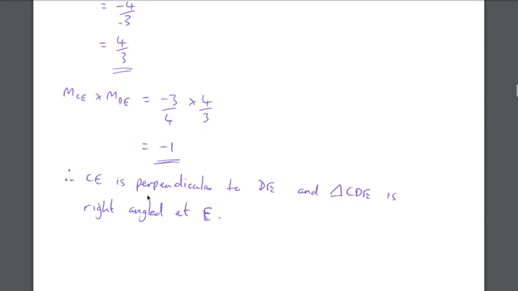As it's a show that question, I should be giving a statement at the end. So MCE times MDE equals -1. Therefore, CE is perpendicular to DE and triangle CDE is right angled at E.